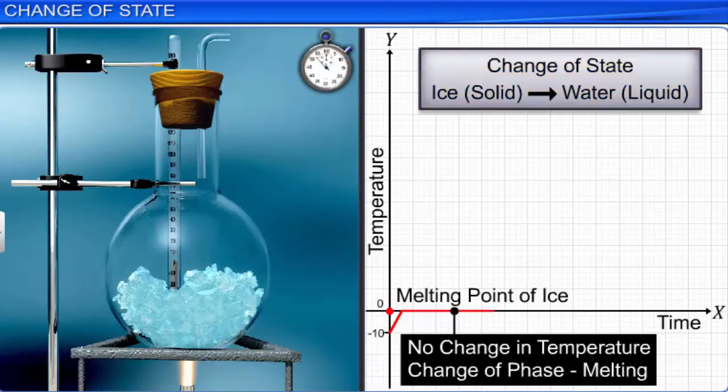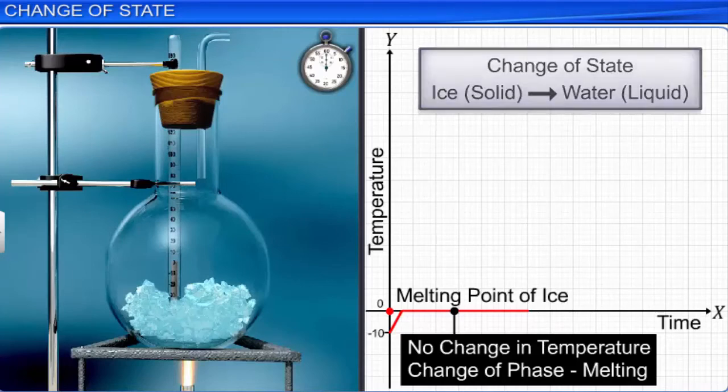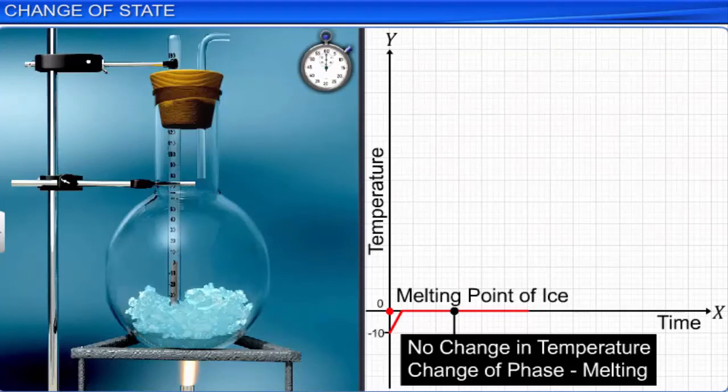And during this process, both solid ice and liquid water coexist. No change in the temperature is observed till the entire ice in the flask melts to water. That means, on absorbing heat, ice at 0 degrees Celsius converts to water at 0 degrees Celsius.